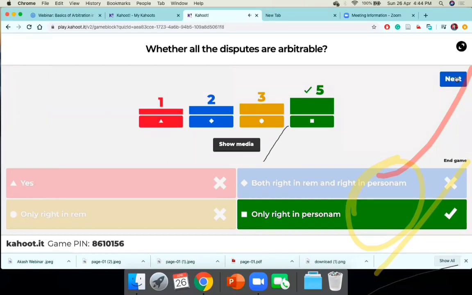Okay, so only rights in personam disputes are arbitrable and not rights in rem. And of course, not all disputes are arbitrable in nature, because you do have some company law matters whose jurisdiction comes under the NCLT, and there exists a consumer forum for consumer disputes. So not all disputes are arbitrable.